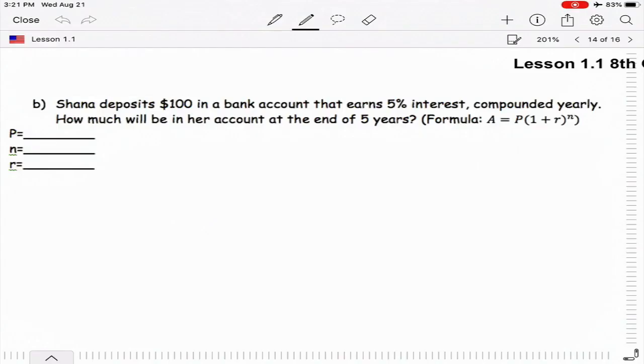Before I read this problem out loud, please understand that on your quiz or test, I'm always going to give you the formula. So you don't need to memorize it, but you need to know when to use it. We use this formula whenever we're talking about compounded interest. So I'll first read off the word problem, I'll go over a little bit what compounded interest is, and then we'll solve. Shanna deposits $100 in a bank account that earns 5% interest, compounded yearly. How much will be in her account at the end of 5 years?